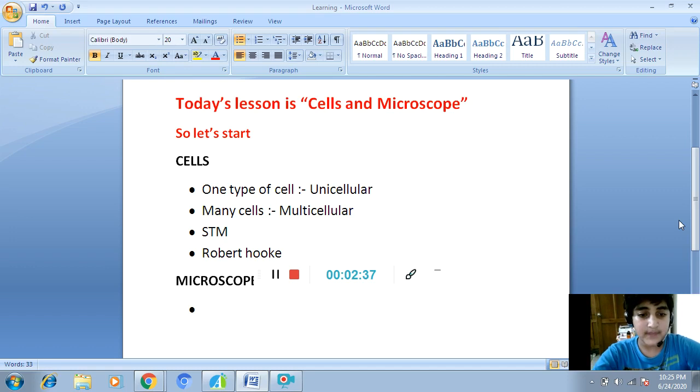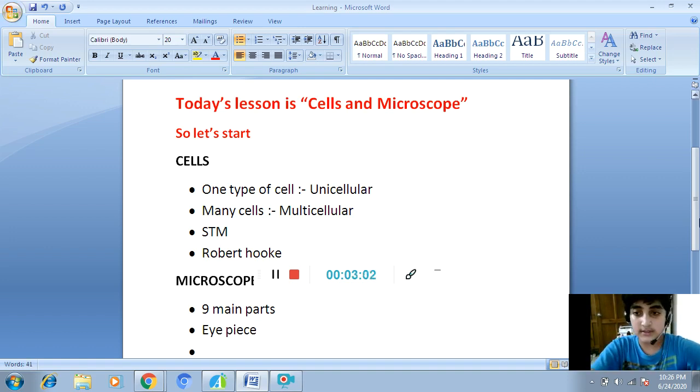The microscope has nine main parts. So now I'm going to tell each of them. Eyepiece. This is the part of the microscope through which we look. For example, you put this eyepiece and where you look through this.